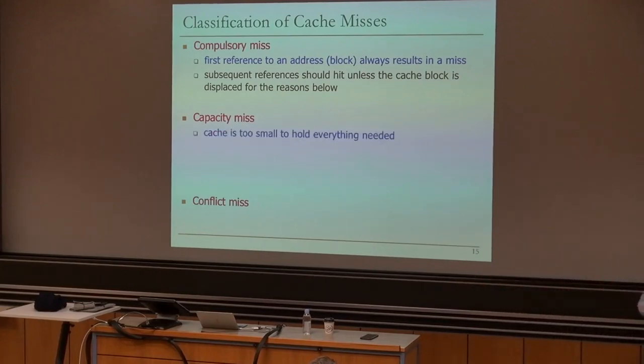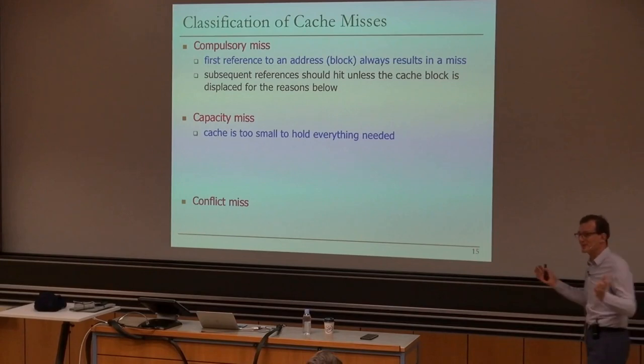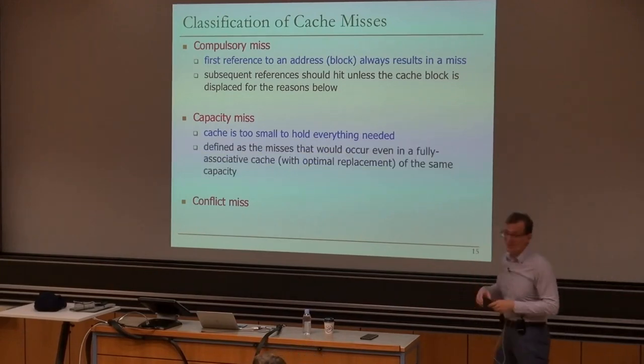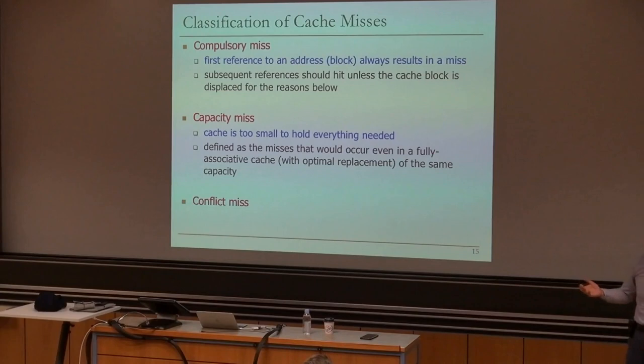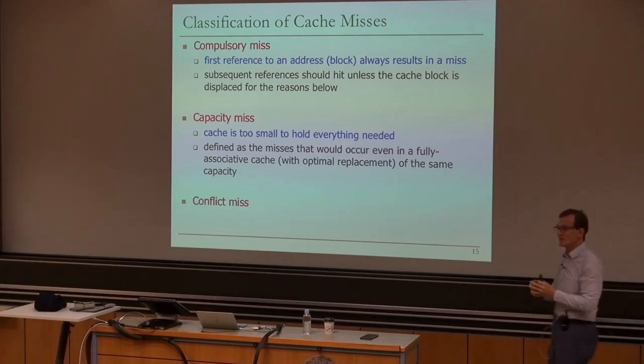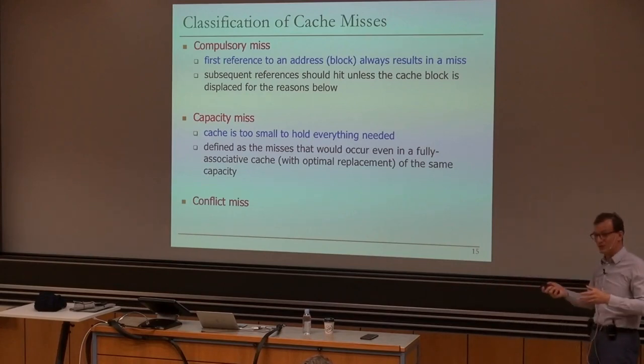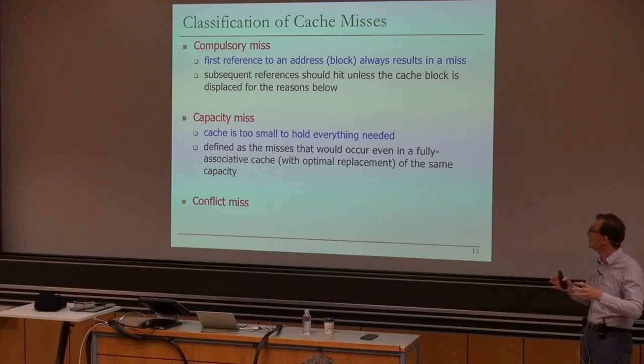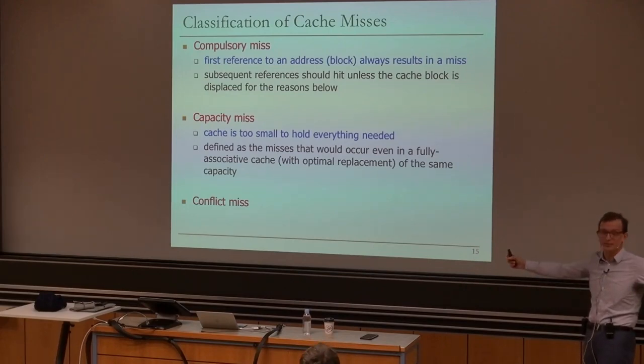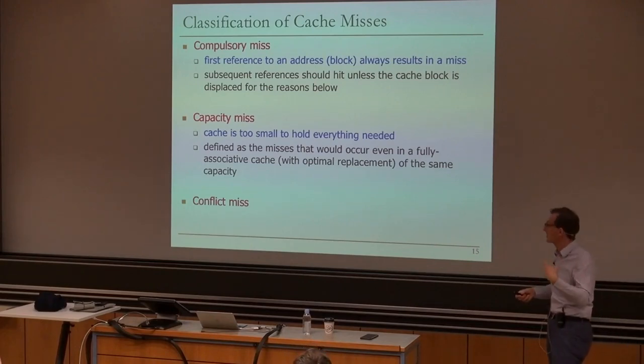A capacity miss happens because the cache is too small to hold everything needed, right? But there's a definition here. What does it mean to be too small? What if you have a direct-mapped cache and you miss because you have A, B, A, B, A, B alternating accesses to those two addresses? That's really not a capacity miss, because if you kept the same capacity in terms of the data store and increased your associativity, you could eliminate that miss. So that is a conflict miss, that A, B, A, B that I just mentioned.